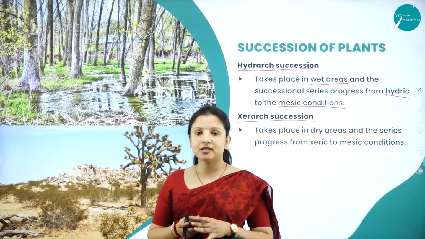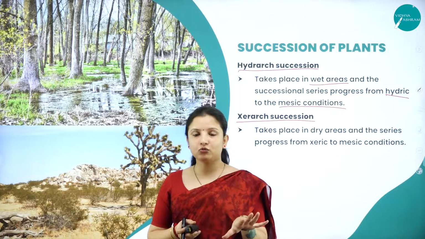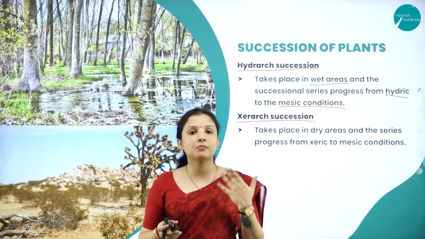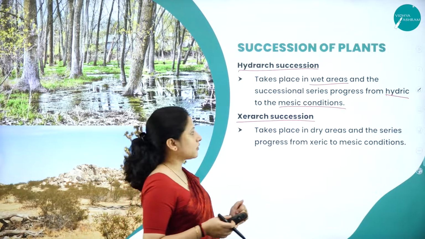Say for example, we have marshes. Those marshes earlier were completely hydric. They were completely filled with water. But because of ecological succession, they got converted into a marshland. That is, a hydric environment became a mesic environment there.